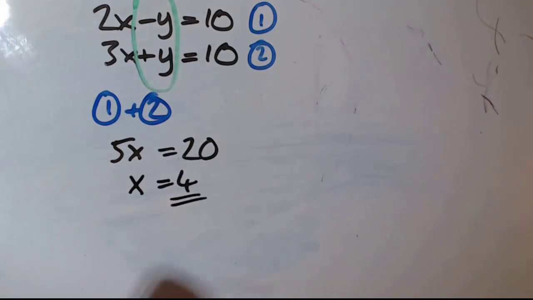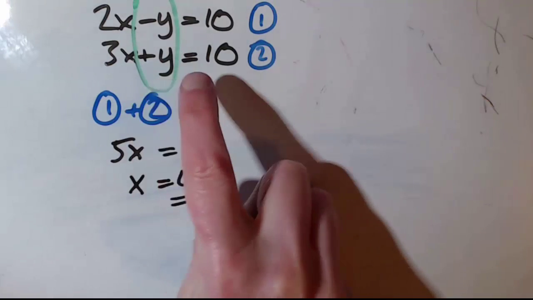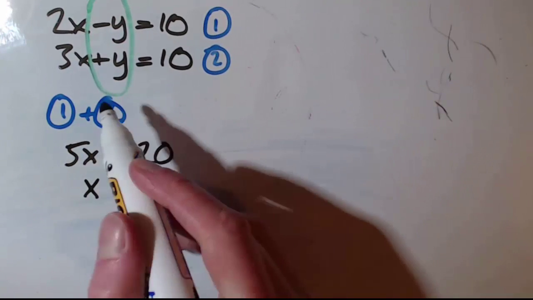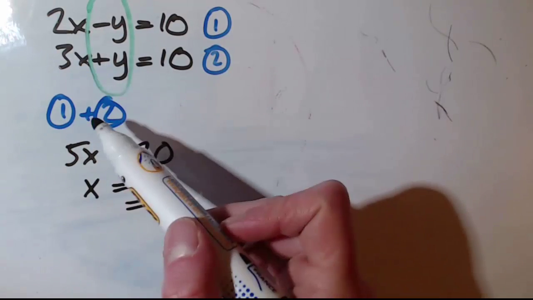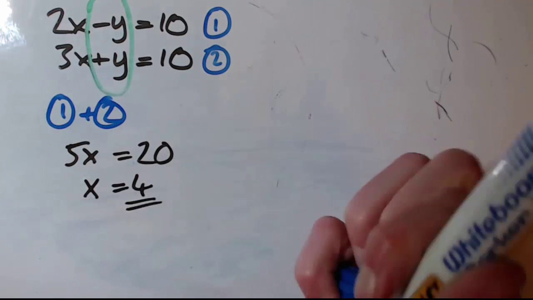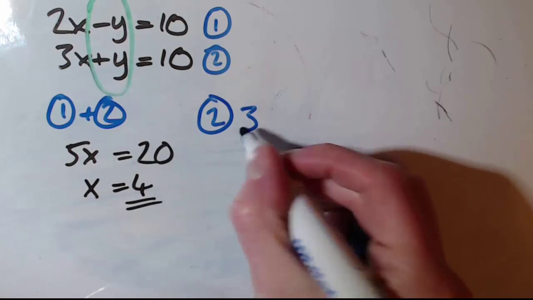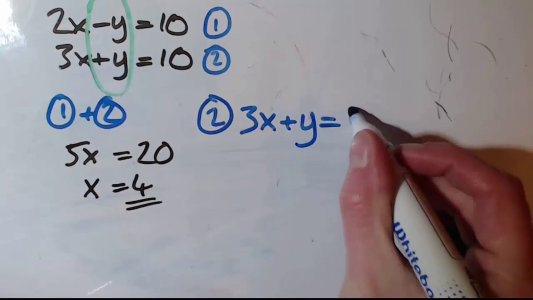Right, so we've worked out what x is, so we can then put that value back into one of these equations to find out what y is. Now, what I would do is choose an equation which has a positive y. So if we have a wee look at equation 2, that is 3x plus y equals 10.